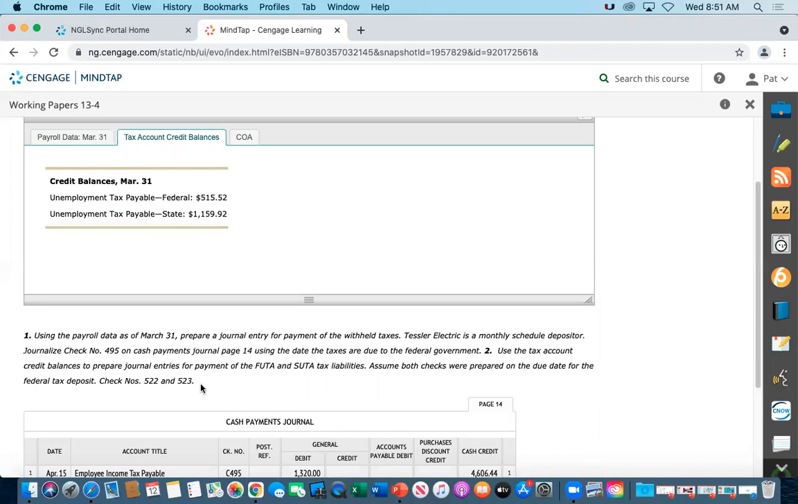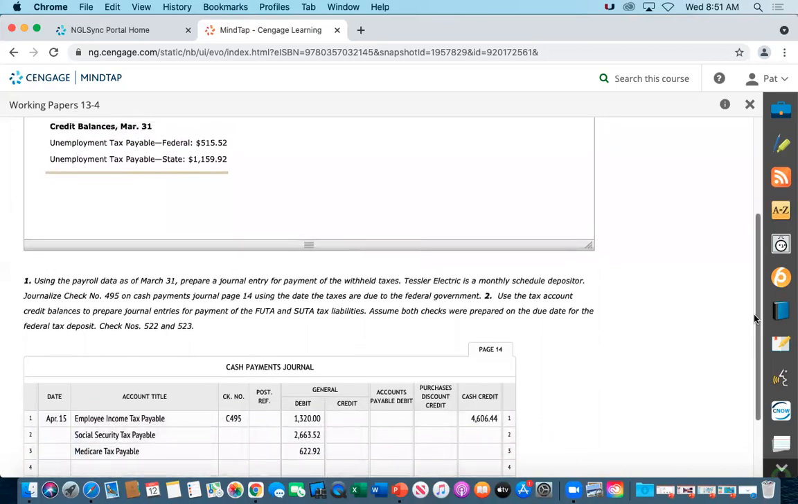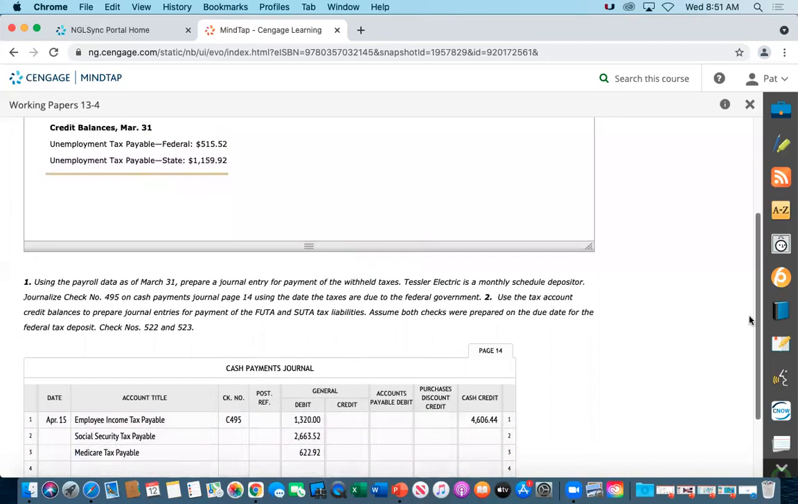Assume both checks are prepared on the due date for the federal tax. Check numbers 522 and 523. All right, so we're paying these at the end of the month, April 30th. We pay the taxes at the end of the month. Usually they will tell you these dates. That's why it's kind of unusual.